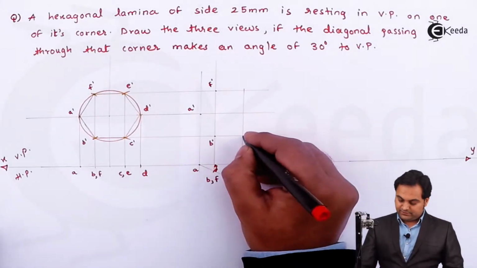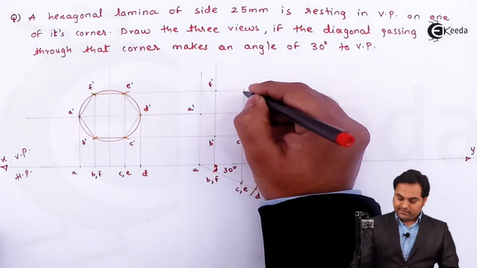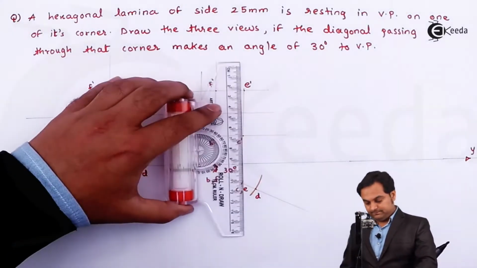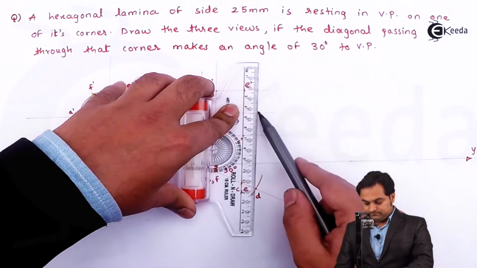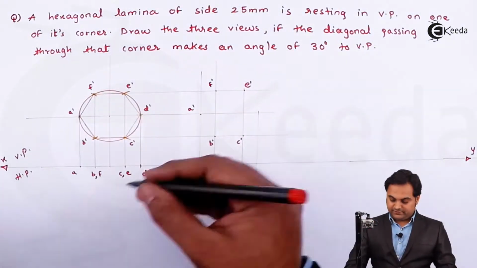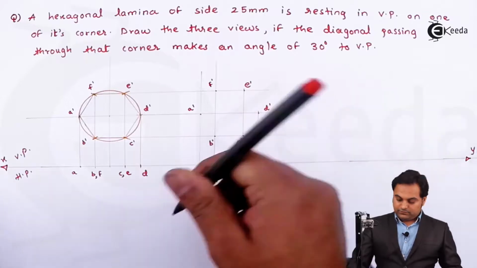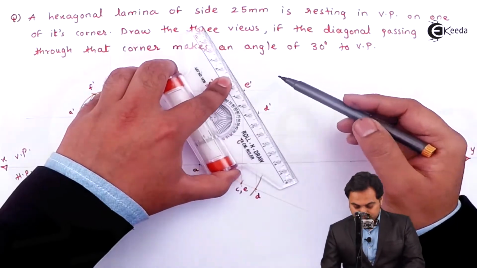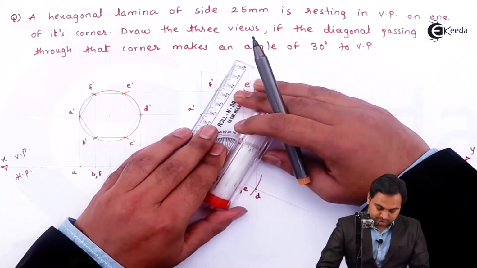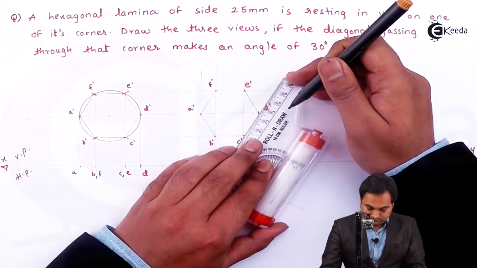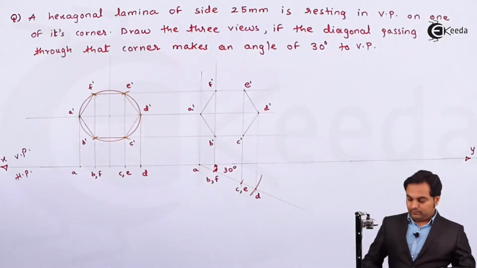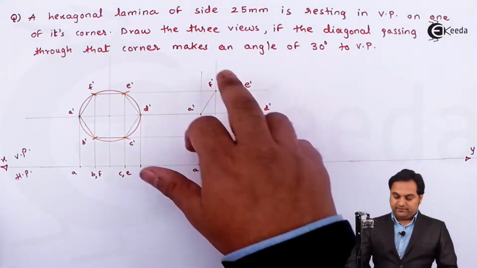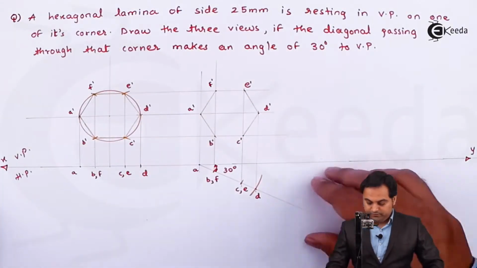Next, C and C dash, where they intersect, that is C dash. E and E dash. Next point D. D and D dash. Joining these points in the proper sequence. Next, after this second condition, it is given that draw three views. So the third view will be here.